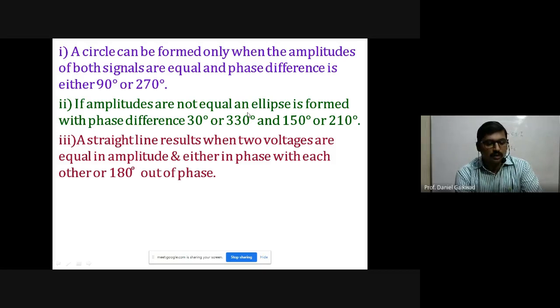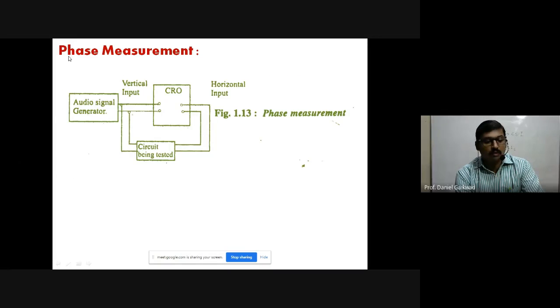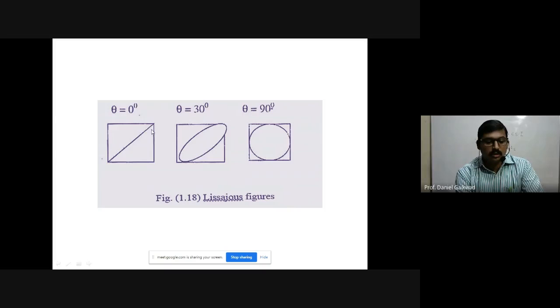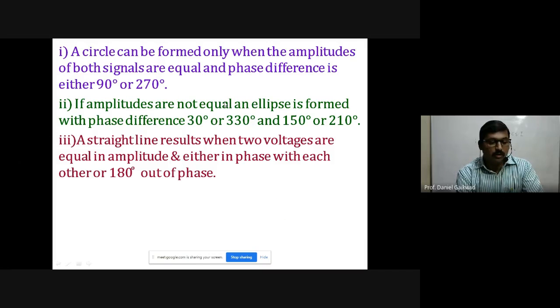Okay, so these are the combinations of the shapes we can obtain on the CRO screen, and accordingly we measure the phase here. Two signals simultaneously overlap with each other, and then we observe the shape on the screen, and accordingly from the shape we get the phase between the input signal and the reference signal. Now we have finished the topic of cathode ray oscilloscope.